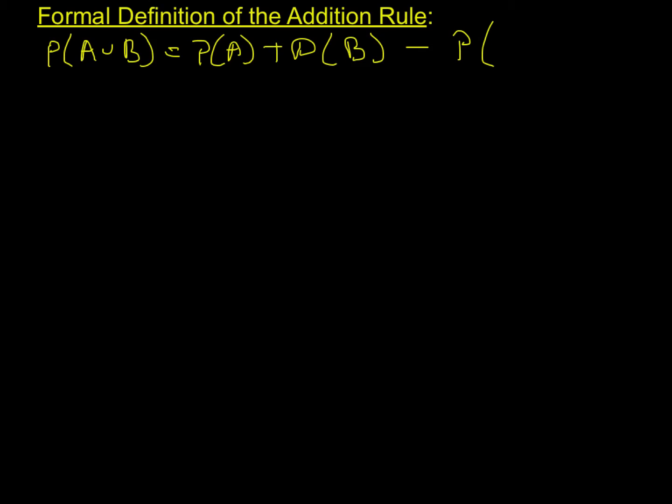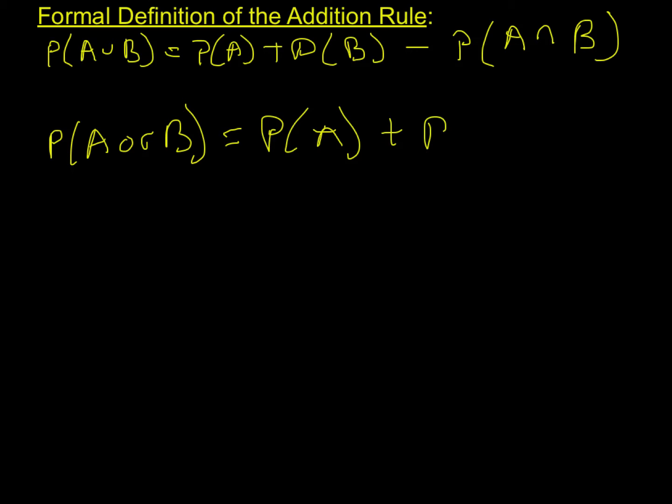So the formal definition of the addition rule is that the probability of A union B is equal to the probability of A plus the probability of B minus the probability of A intersection B. This is a very formal mathematical definition, and it's more easily described as the probability of A or B is equal to the probability of A plus the probability of B minus the probability of A and B occurring at the same time, an overlap.